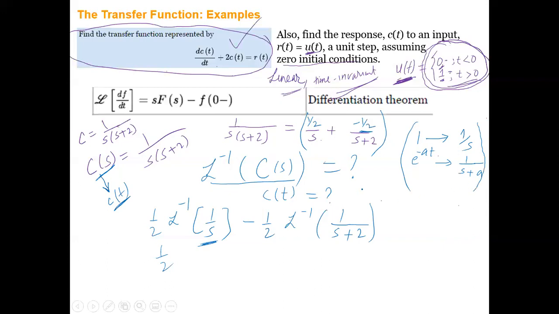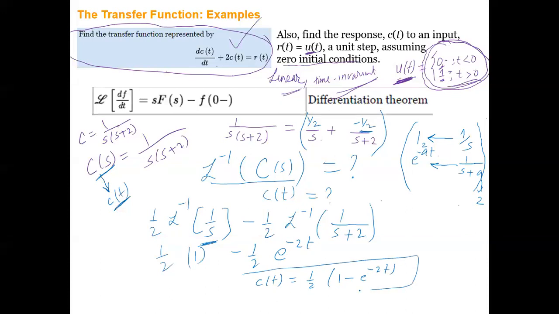Okay. So now you are doing the inverse, right? Since you are doing the inverse, you go backward. So what is the inverse Laplace transform of 1 over s? We go backward. The inverse Laplace transform of 1 over s is 1. And for 1 over s plus a, here a is 2. That's why this a is 2. So e to the minus 2t. So conclusion: c(t) equals 1 over 2, factor out, e to the negative 2t.